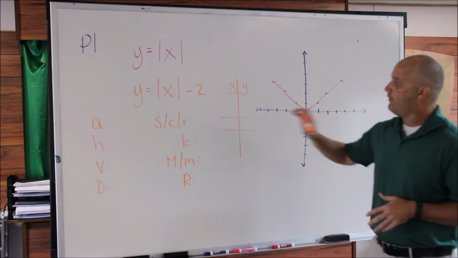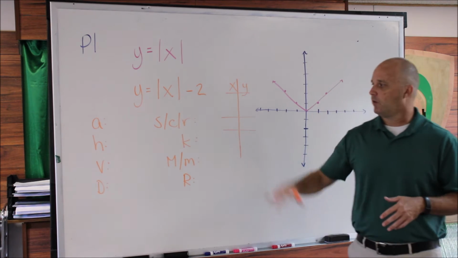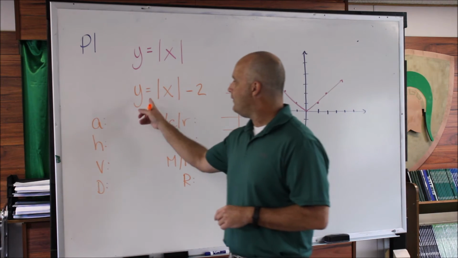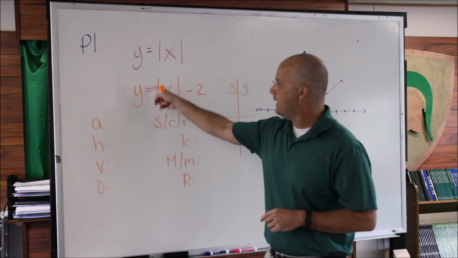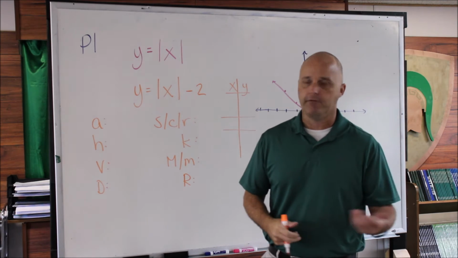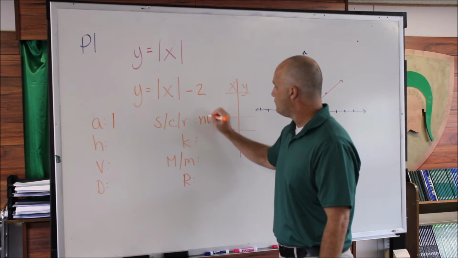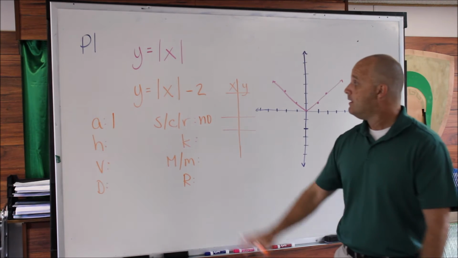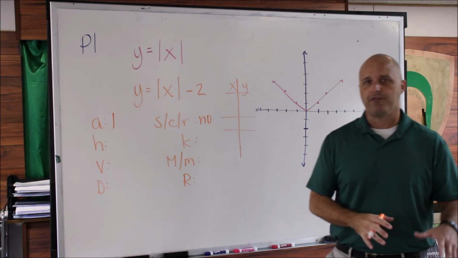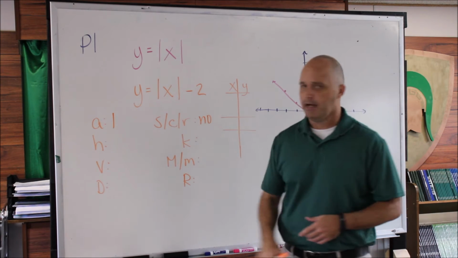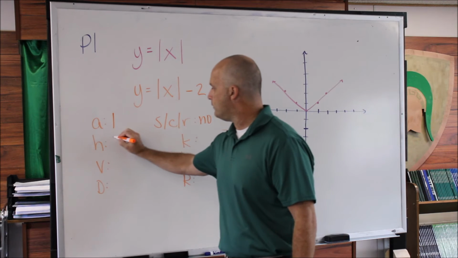So in order to figure out what this one is going to look like, let's go ahead and walk through our entire table of things that we need to know. The a value, since there's nothing out in front of the absolute value, we know that the a value is 1. And whenever the a value is 1, we know that there's no stretch, compress, or reflect. The h value: there's nothing being added or subtracted to that x within the absolute value. So that means that our h value is 0.